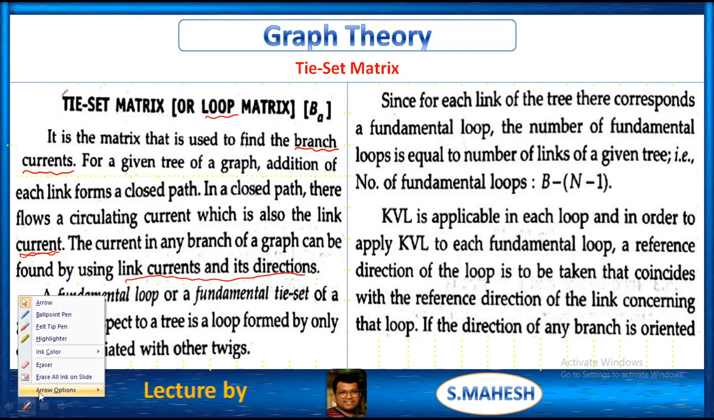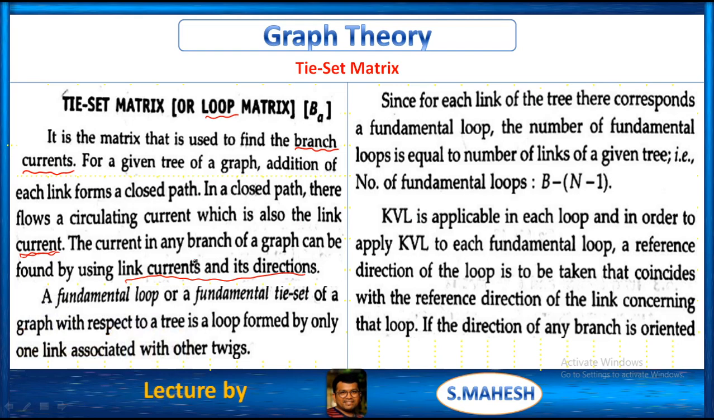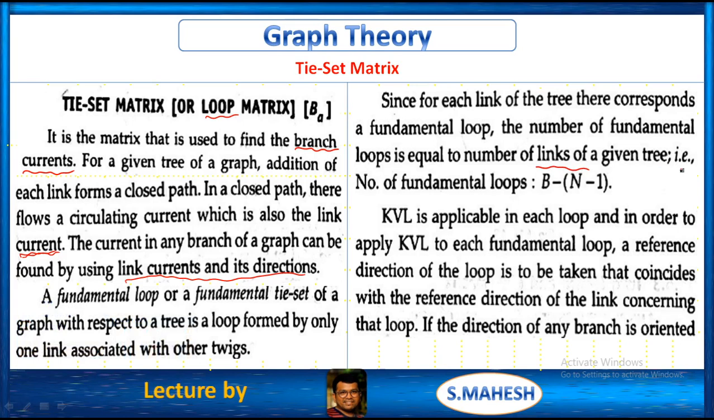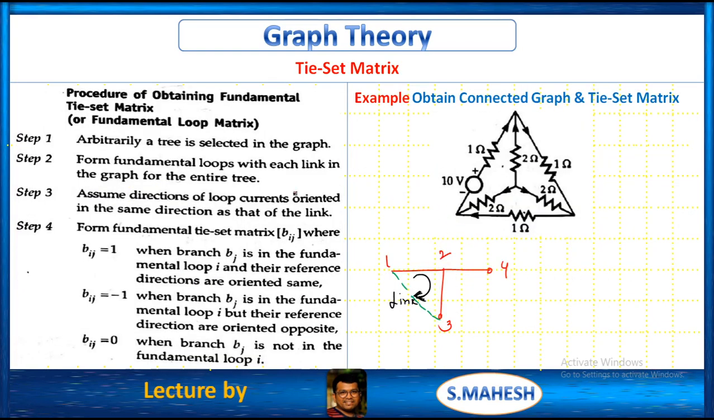So because of the link only we are having a closed loop. Therefore the number of fundamental loops is equal to the number of links in a given tree, which is equal to b minus n plus 1. So KVL is applicable in each and every loop in order to calculate the loop currents. Clear? Okay. Now we have to get the procedure. I think you have cleared that point, right? Because of the link only there is a closed path. Therefore, to calculate that current, we are using the link direction.